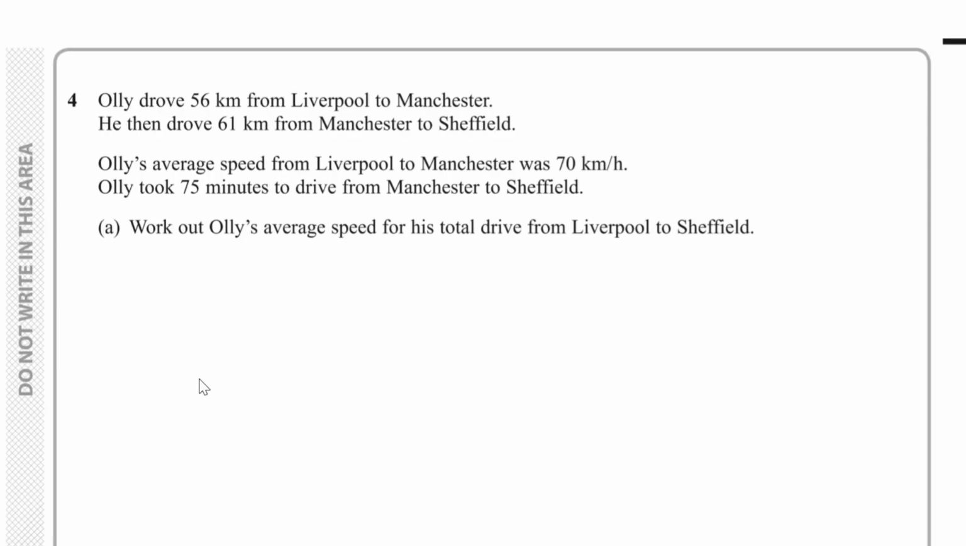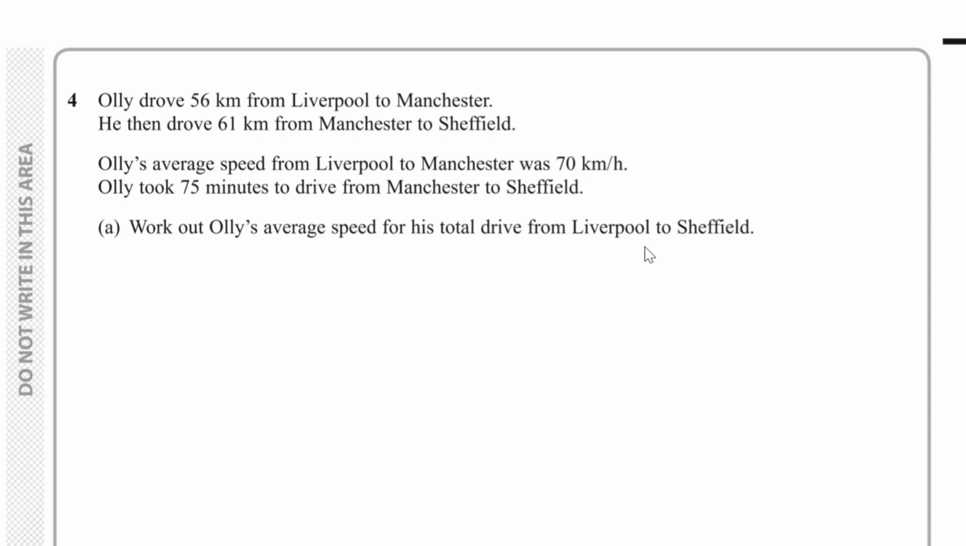Question number 4. Ollie drove 56 kilometres from Liverpool to Manchester. He then drove 61 kilometres from Manchester to Sheffield. Ollie's average speed from Liverpool to Manchester was 70 kilometres per hour. Ollie took 75 minutes to drive from Manchester to Sheffield. For part A, we have to work out Ollie's average speed for his total drive from Liverpool to Sheffield.